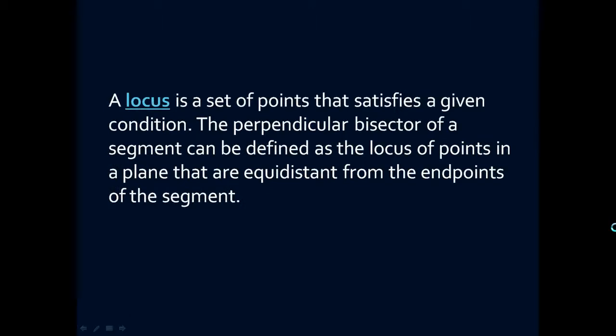A locus is a set of points that satisfies a given condition. The perpendicular bisector of a segment can be defined as the locus of points in a plane that are equidistant from the endpoints of the segment. So every single point on the perpendicular bisector is equidistant from the endpoints of a segment. That means that it is an infinite set of points, as there are infinitely many points on a line, and this would be the locus of the points that satisfy the condition that they must be equidistant from the endpoints.